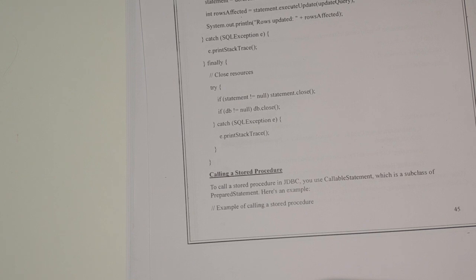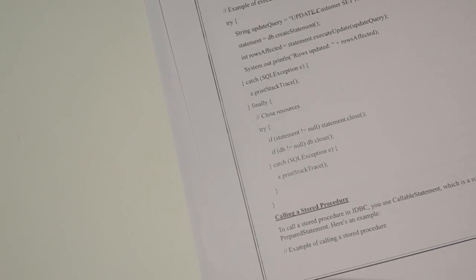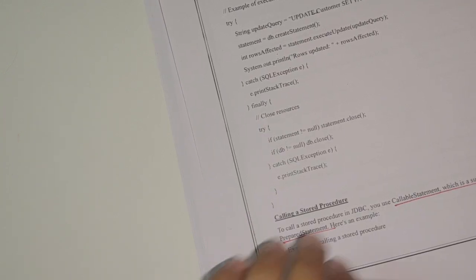Next we have calling a stored procedure. To call a stored procedure in JDBC, you use a CallableStatement. CallableStatement is nothing but a subclass of PreparedStatement. Let's see the example.